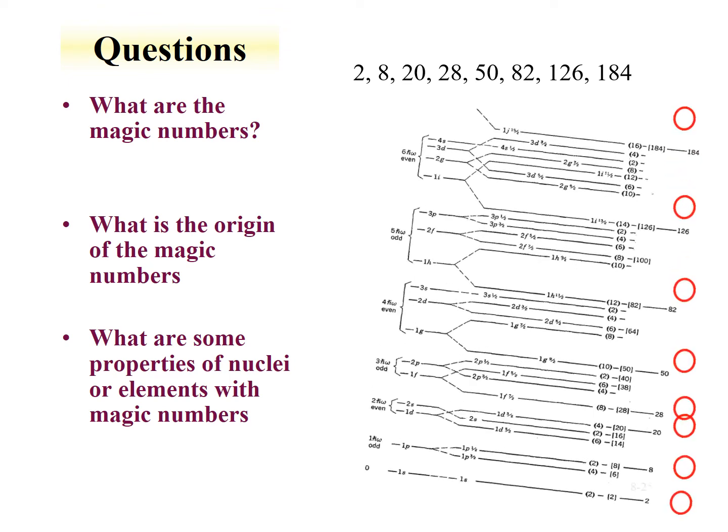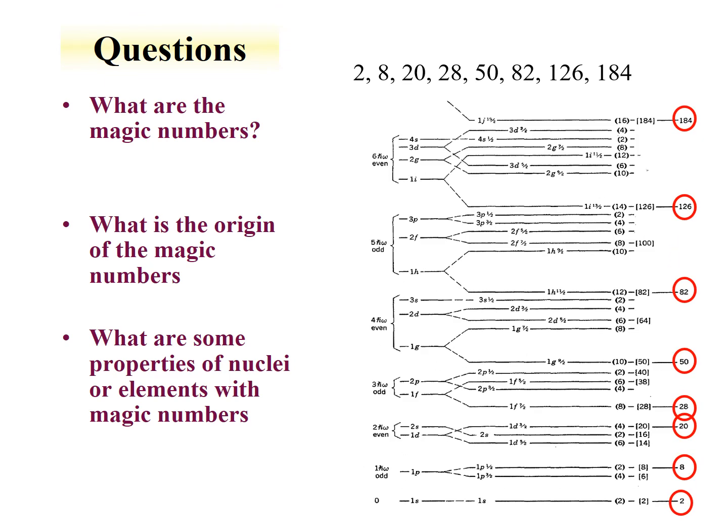What are the origins of these numbers? Well, they come from the shell model, and it's basically the gaps in the shells: 2, 8, 20, 28, 50, 82, 126, and 184. What are some properties of nuclei or elements with these magic numbers? Well, you tend to get higher stability. For instance, elements that have the number of protons equal to the magic numbers, you'll see that there are more stable nuclei or stable isotopes of that element.